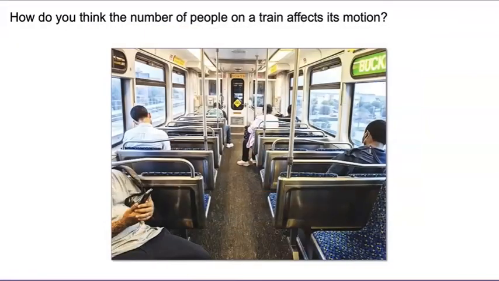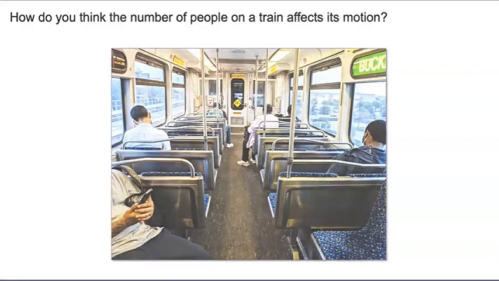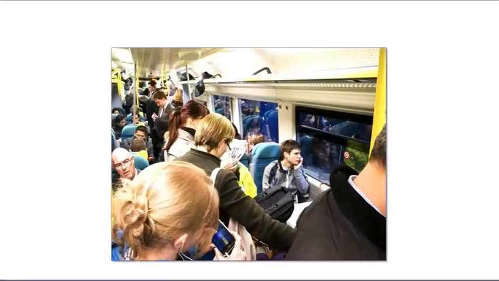How do you think the number of people on a train affects its motion? I don't think a few people would affect the motion, but when the train is full of people, do you think it is harder for the train to start moving? I wonder whether the number of people on a train can affect the motion of the train. Maybe a train full of people takes more force to move than an empty train. I wonder if a train's motion would be affected when the train is crowded with people.